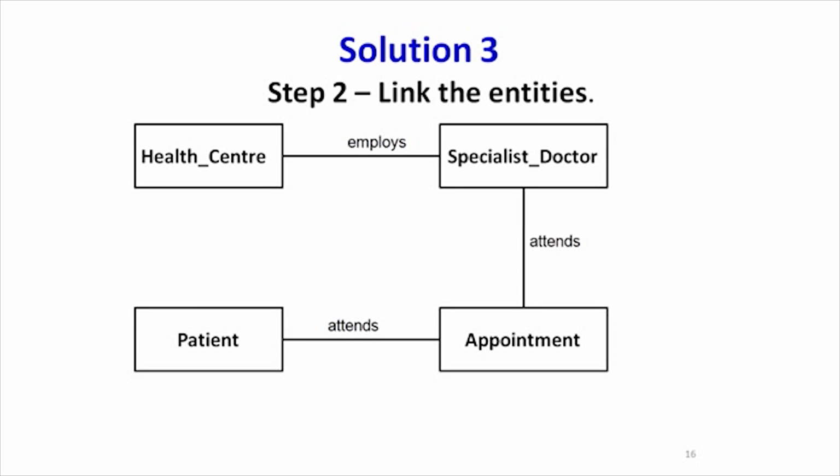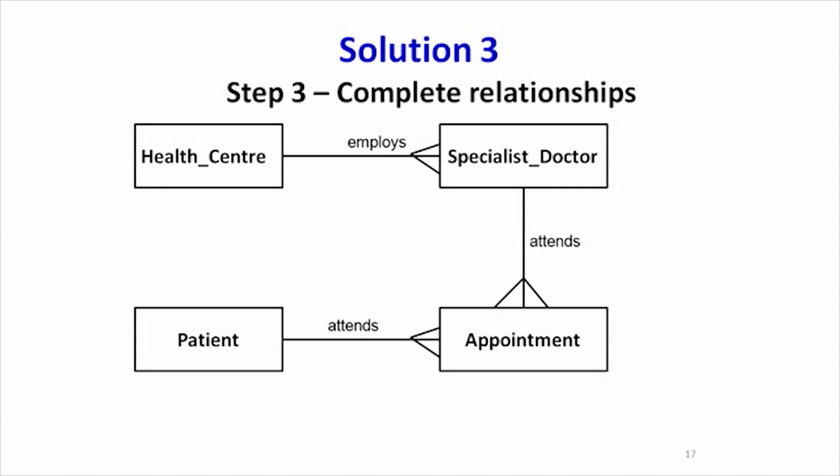Step 2, you need to link the entities. A health center employs specialist doctors, and a specialist doctor attends appointment, and also a patient attends appointment. Step 3, you need to complete the relationships. Health center employs one or more specialist doctors, and the specialist doctor attends one or more appointments with the patient. Same applies to the patient. A patient can attend one or more appointments with the specialist doctor.